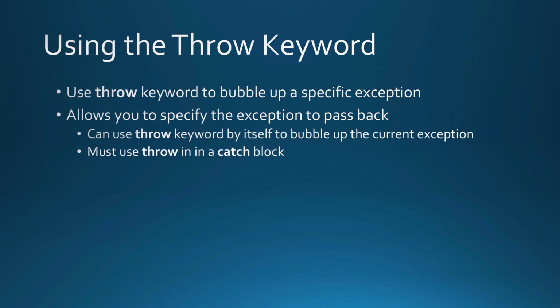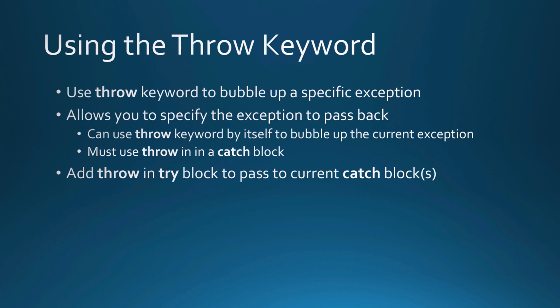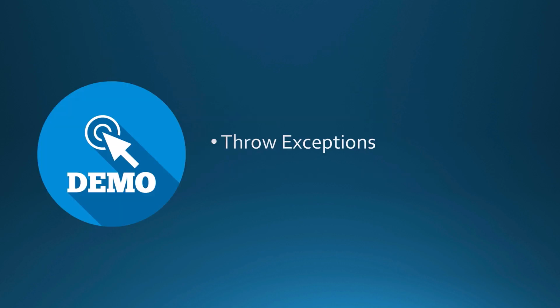If you use it in one of your try blocks, it simply goes to the catch block within your try. But again, same rules apply. If you're not catching that specific exception in that catch block within that code, it's still going to bubble it up. So lots of ways that bubbling can happen. So we're going to add the throw in the try block to pass to our current catch block, like I just said. All right, let's take a look at throwing exceptions.